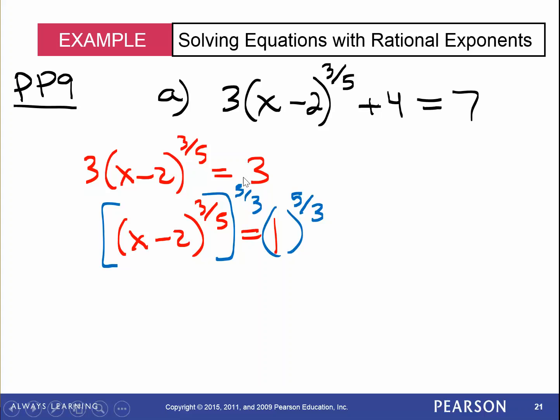Because what I want is for the 5's to cancel, and I want the 3's to cancel. That's what I'm interested in. So it's taking the power of the reciprocal of the exponent. X minus 2 is left behind. This one you should be able to do. So the 3rd root of 1 is 1, and the 5th power, still 1. And I got myself a 3.